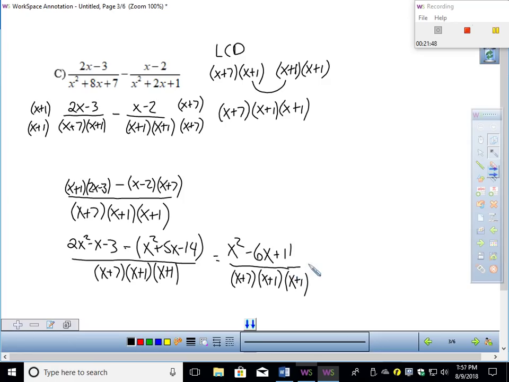Restrictions on the domain, I'm going to be a little quicker with this one. I look at the factors in there, just make sure everything is aligned with the originals, but it looks like x can't be negative 7, and x can't be negative 1. Put that in play.